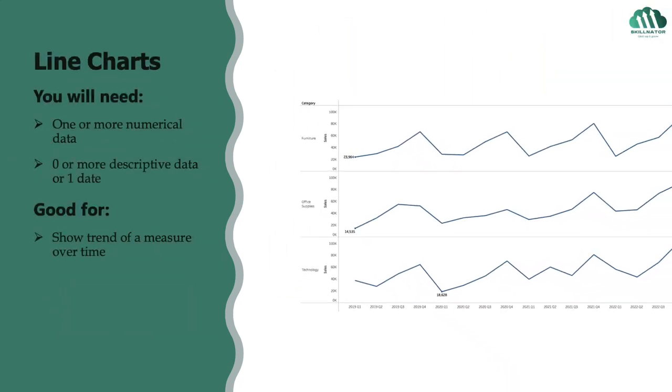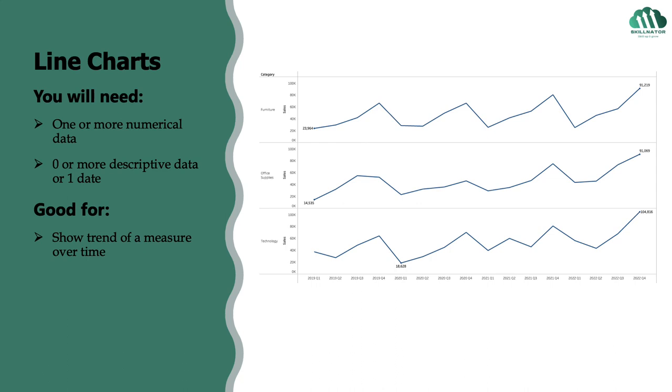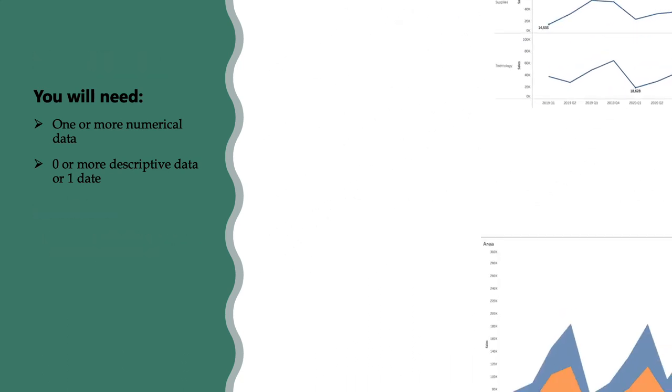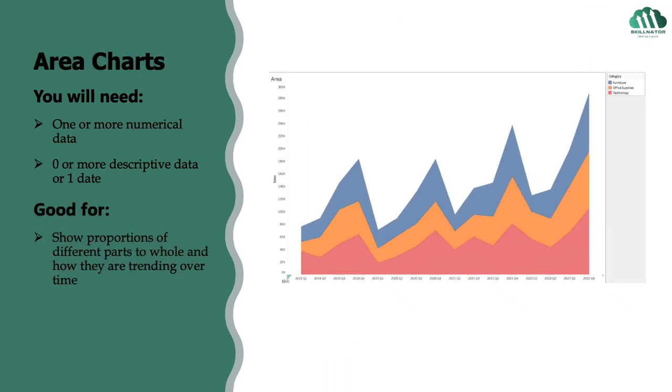Next, we have the line charts. These charts are helpful in showing the trend of a measure over time. For example, this chart shows how sales have trended for different categories over the last 4 years. Area charts show proportions of different parts to a whole and how those proportions have changed over time.